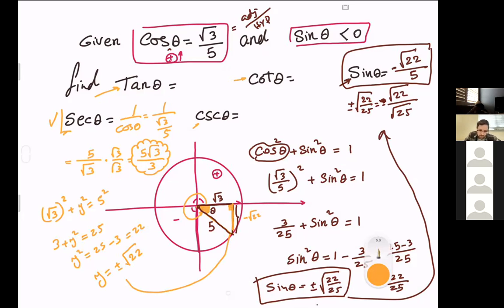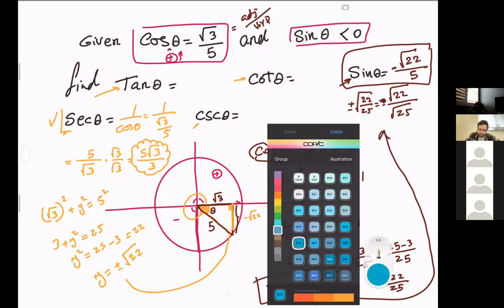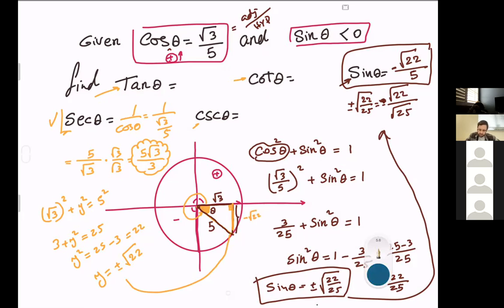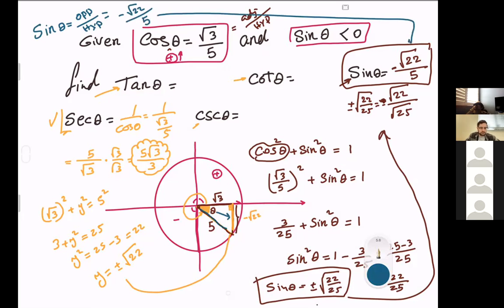This is the way I'm solving for it, with the Pythagorean theorem. Now we're going to solve for sine. Sine of theta is opposite over hypotenuse, correct? So the opposite, which is negative root 22, divided by the hypotenuse, which is 5. That's exactly what we got. So there are 2 different ways to solve it.